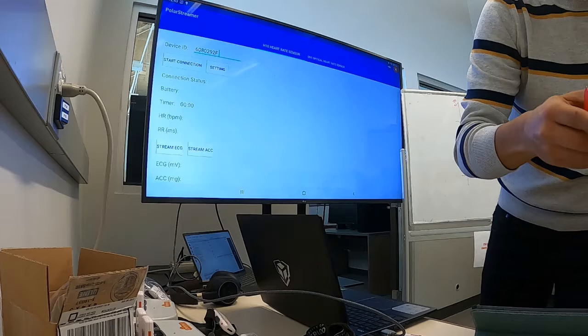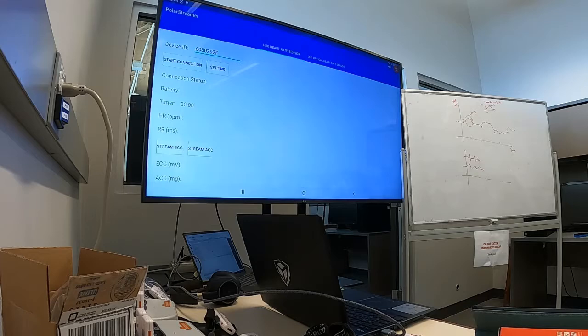We have two different sizes. This is basically a small model. This is the Bluetooth model. It comes with all the ECG capability, and this is a conductive strap, which allows you to get a signal.